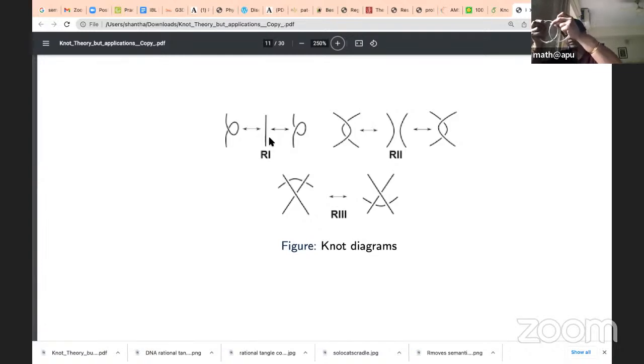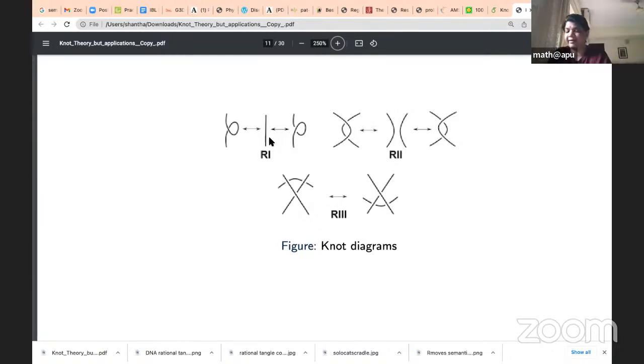And the third move, Reidemeister Move 3, is when you have a crossing like this, and then we have something else. If I have something like this, and then I have another part of the strand of the knot which is above, and then I just pull it and bring it below. So this is Reidemeister Move 3.